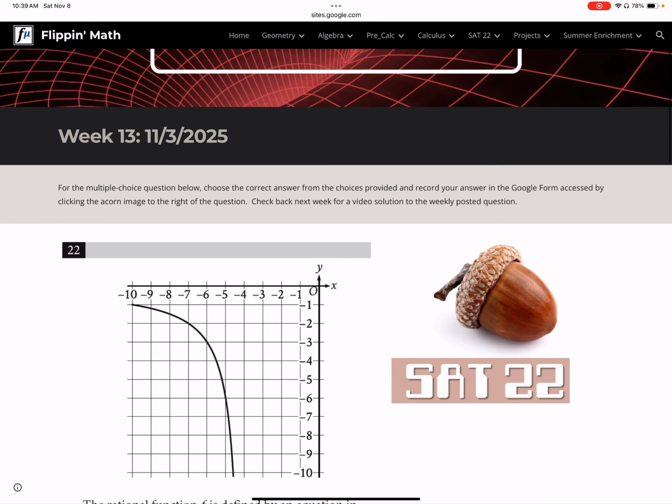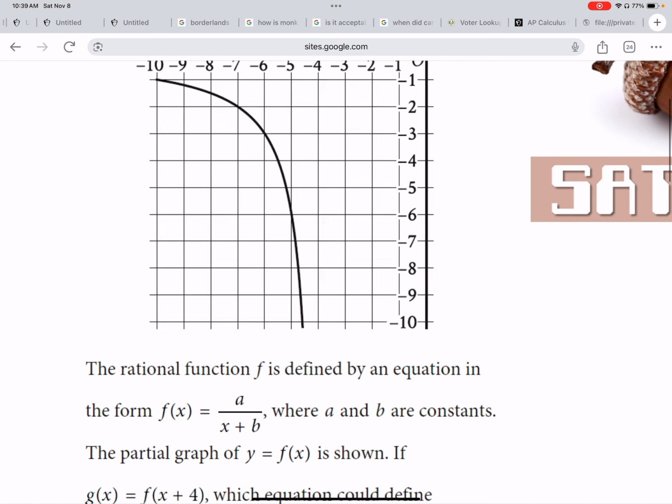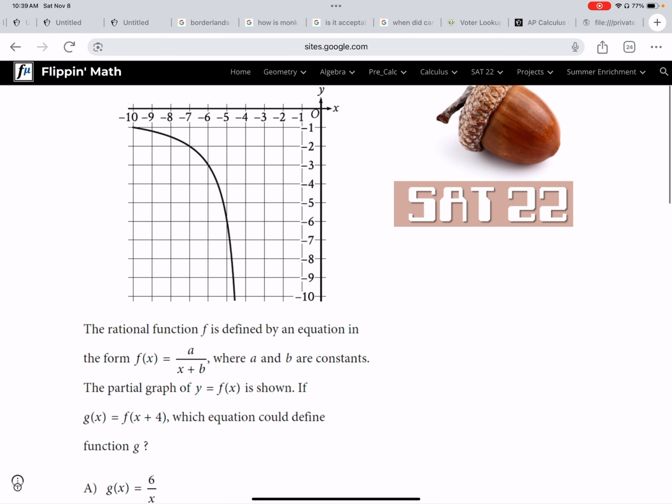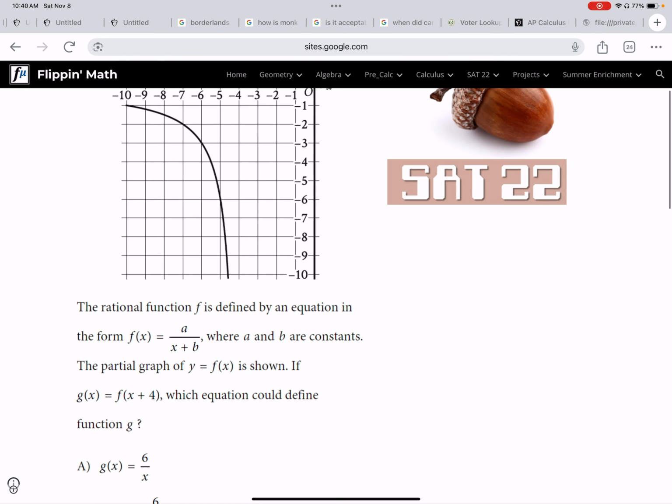All right, SAT 22, week 13. We have a picture of a graph here. It says this is a rational function. Rational function f is defined by an equation in the form f of x is equal to a over x plus b, where a and b are constants. The partial graph of y is equal to f of x is shown. If g of x is equal to f of x plus 4, which equation could define g? And our usual four answer choices.